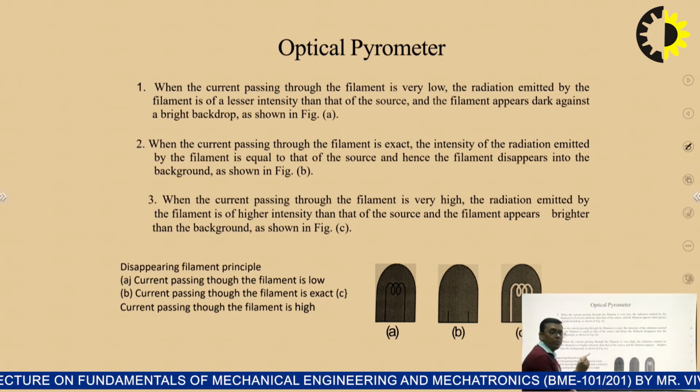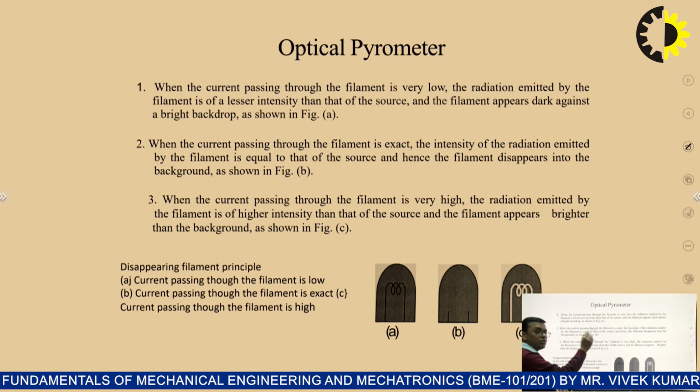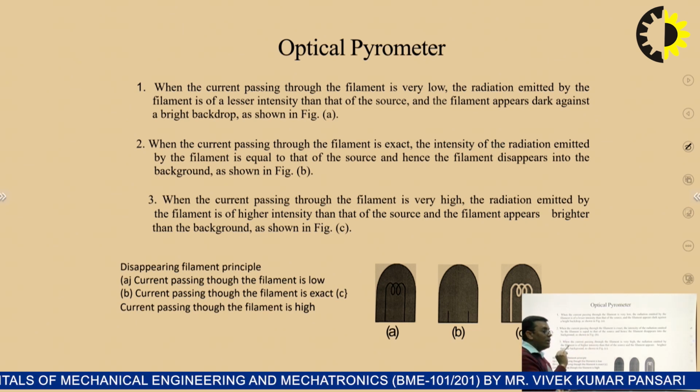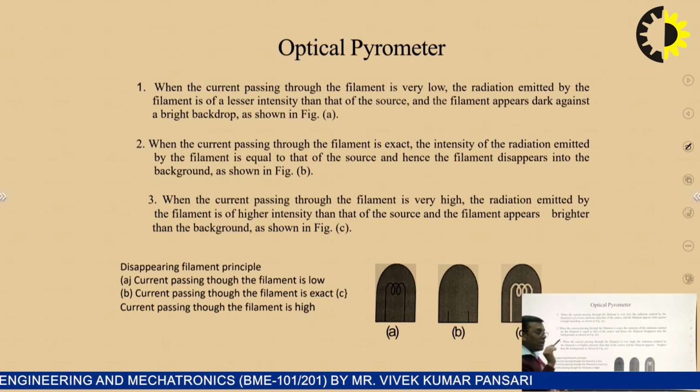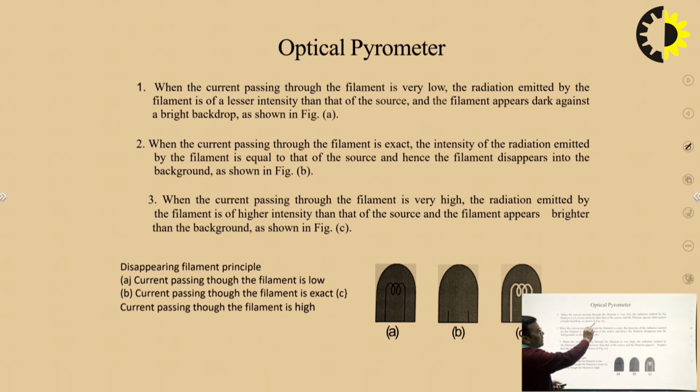We will be observing a dark filament because the brightness of the light from the hot surface is more as compared to the brightness of the light illuminated from the filament. So this is what is written over here. When the current passing through the filament is low, the radiation emitted by the filament is of lesser intensity than that of the source, and the filament appears dark. So this is diagram number 1.